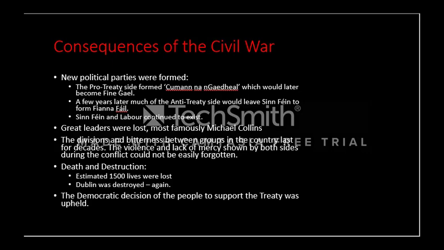A few years later, a large section of the anti-treaty side would leave Sinn Féin, and they would form their own new party under Eamon de Valera, and this is Fianna Fáil. So our two main political parties, still to this day, come from this pro-treaty and anti-treaty side. And that's where they originated, Fianna Fáil and Fine Gael. Now, Sinn Féin and Labour continue to exist, but Sinn Féin, up until a very recent election, never really recovered from its numbers.